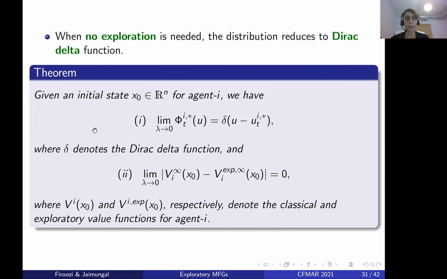We can also show that when no exploration is involved, as in the classical case, the distribution that we have obtained reduces to the Dirac delta function. Moreover, when the weight of the entropy-regularization term in the objective function goes to 0, we can show that the magnitude of the difference between the value function in the classical case and in the exploratory case goes to 0.